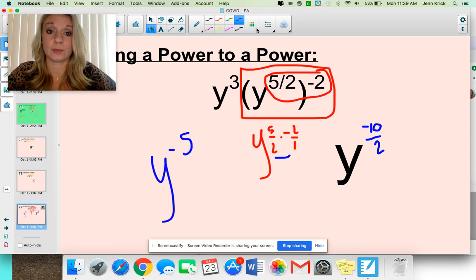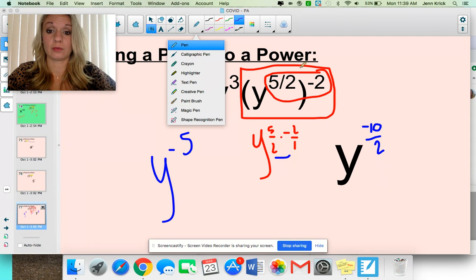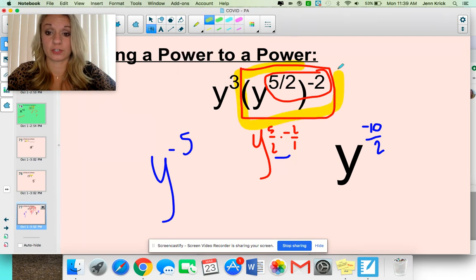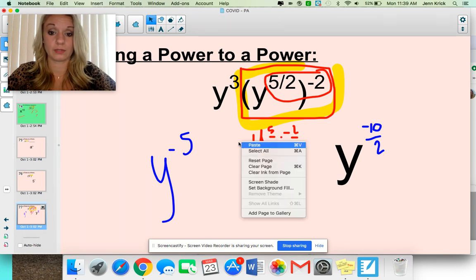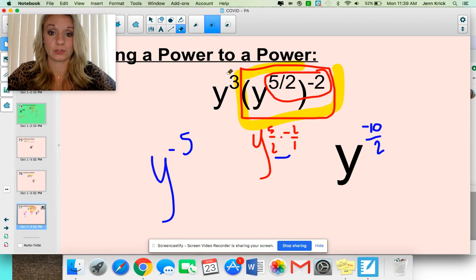So you guys, here's what we did. First of all, we said let's do this part of the expression first. I know 5 over 2 times negative 2 over 1. 5 times negative 2 is negative 10. 2 times 1 is 2. You can simplify negative 10 over 2 to negative 5. So now let's go ahead and get rid of all of this to make our lives easier.